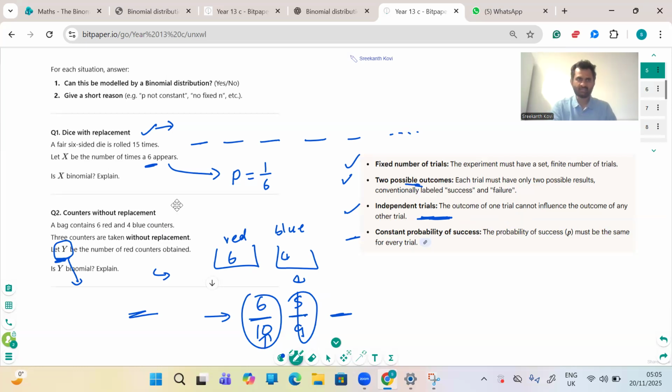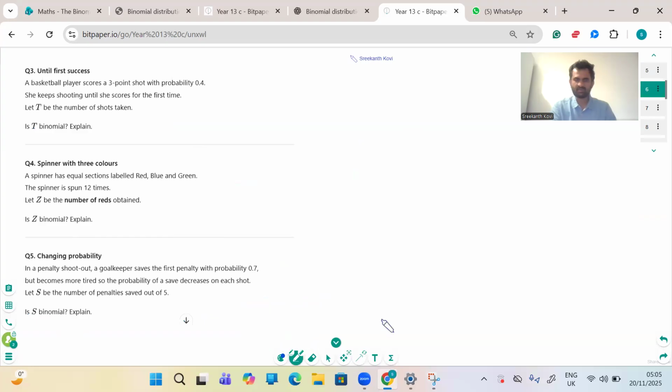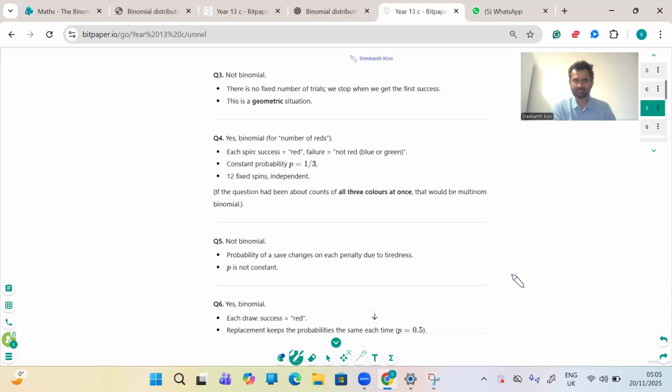And you have three more examples here. Pause the video now. And then after that, you have solutions in the next page, which I'm going to show. These are the solutions.